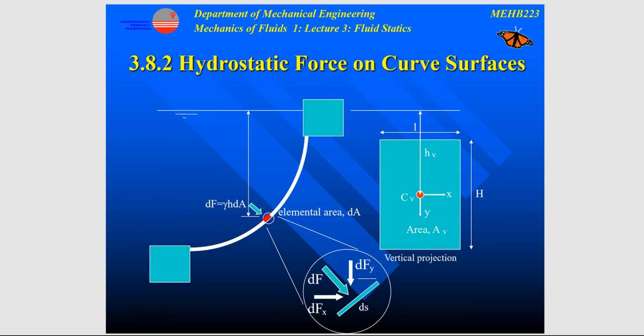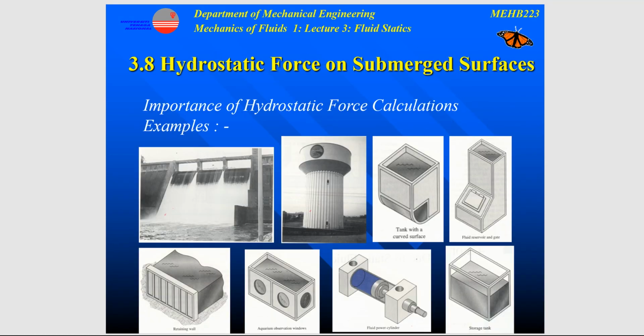So as we have discussed in the previous lecture, for hydrostatic force on submerged surfaces, we have two types of surfaces. One is plane. Okay, this is an example of plane. The retaining wall, the aquarium. And another one is the curved surface, like this one, a tank with a curved surface.